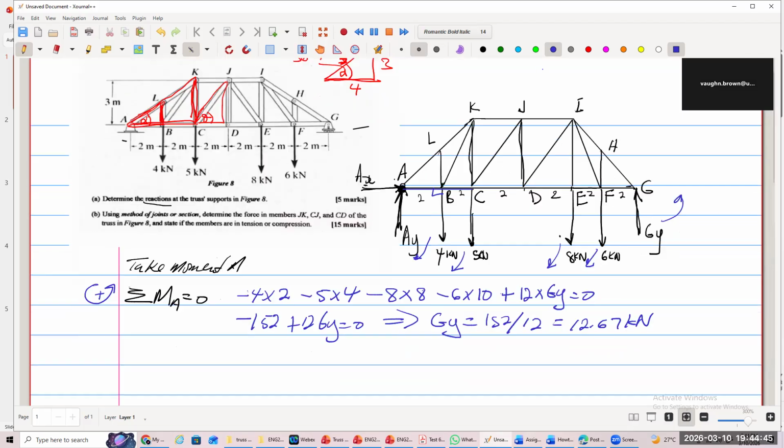All right. Now that I finished that, and I have GY now, I need to go back and find AX and AY. The first equilibrium equation I'm going to use is to sum all of the forces in the X direction equal to 0. How many forces do we have in the X direction? Can you see? 1. So AX is equal to 0. That's what we conclude from that. And that's done.